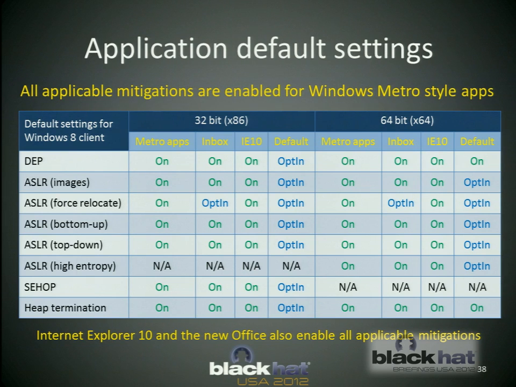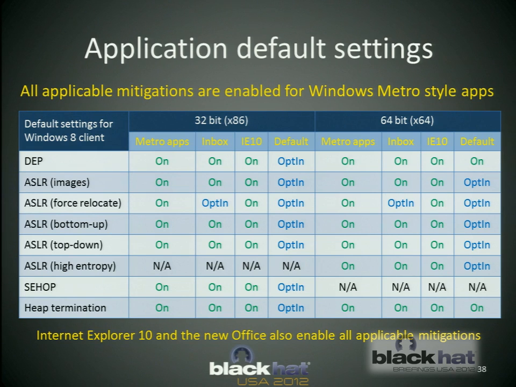In terms of application default settings, a couple of noteworthy things here is that for the new Windows Metro style applications, again, we had an opportunity here where we have a new development platform that applications are being developed against. And because of that, we didn't have necessarily the same type of application compatibility concerns that we have with existing desktop applications. And because of that, we've taken steps to turn on mitigations for all Metro style applications that are developed for Windows 8. So this includes DEP, ASLR, forced relocate images, bottom-up, top-down randomization, SEHOP, which we didn't talk about in this talk, but it's been supported since Windows 7 and Windows Vista SP1.